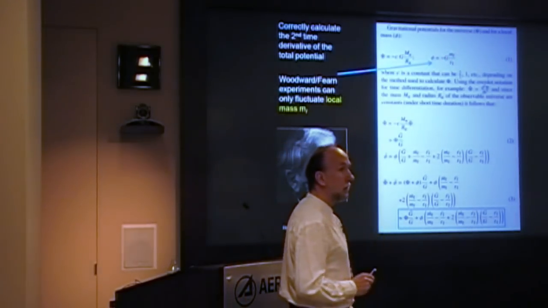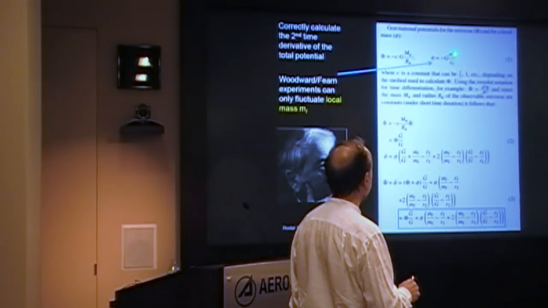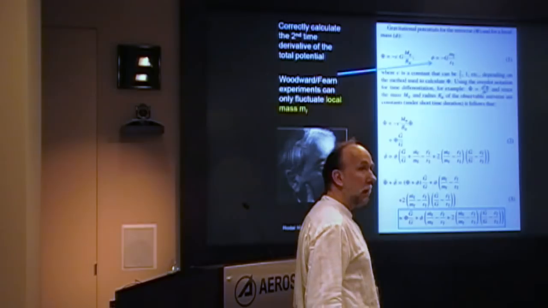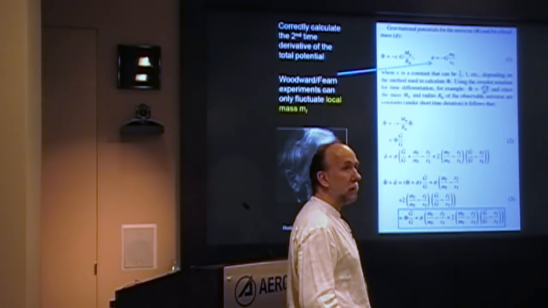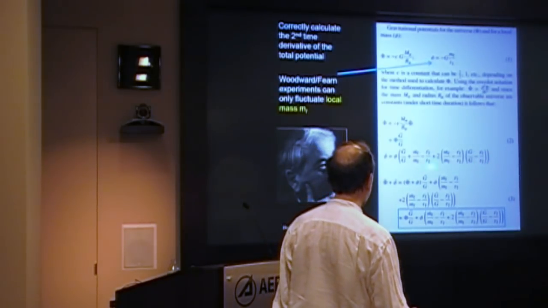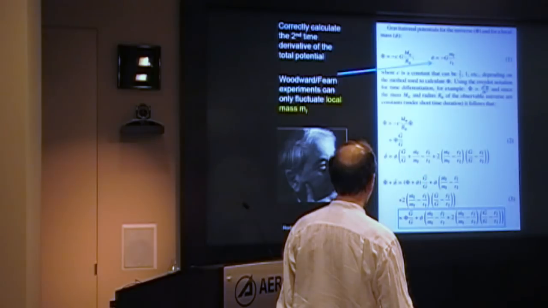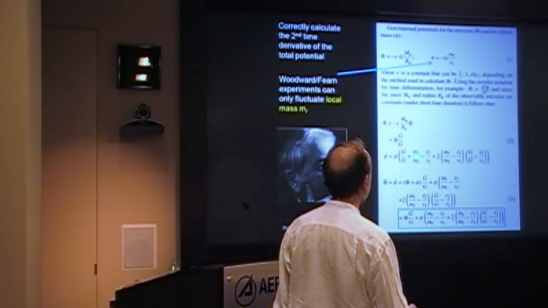Let's look at the local potential. For the local potential, you have the gravitational constant, you have the local mass, and you have it divided by the distance r from the local mass. All of those, let's consider them to be functions of time. Then you can get this equation: the second derivative of the local potential with respect to time is equal to the local potential times G double dot divided by G, plus the second derivative of the local mass with respect to time.